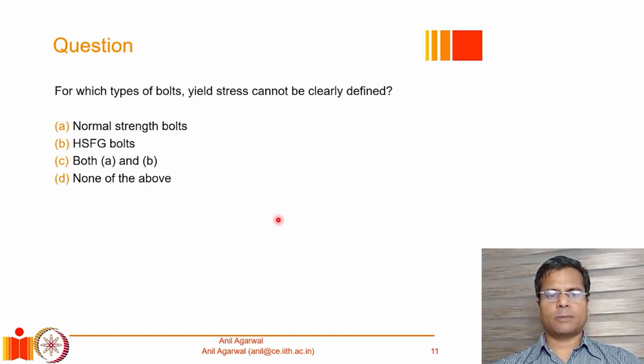What do you think, for which type of bolts can the yield stress not be clearly defined? Is it the normal strength bolts or the high strength friction grip bolts? For both of them you cannot define the yield stress, or for both of them you can define the yield stress. What is your answer? Please give your answer.